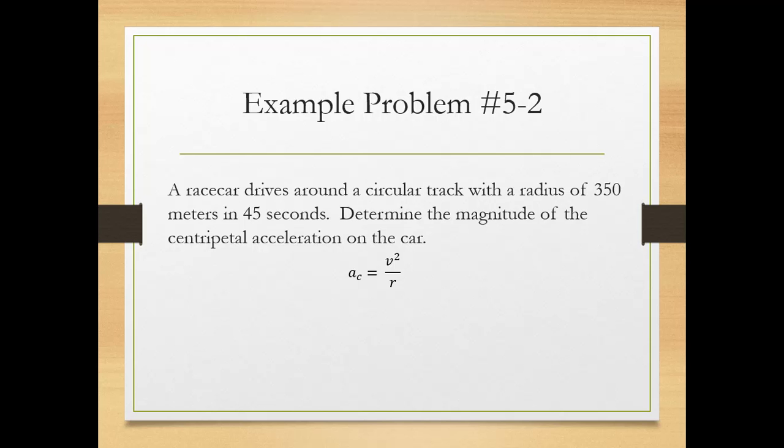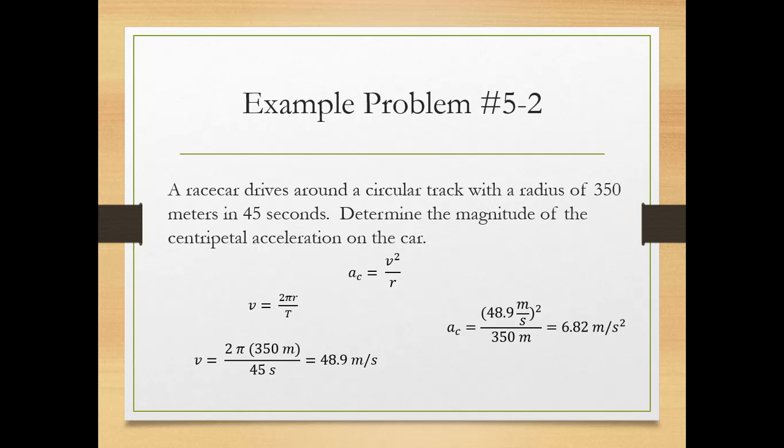It's going to be v squared over r. We know how to calculate v from before, that it's 2 pi r over period. And so we can actually figure out what v is. That's example problem 1 from the last lesson, 48.9 meters per second. We can plug it in and we get 6.082 meters per second squared, which really is actually a pretty normal and reasonable acceleration. This would be something a little bit less than the acceleration due to gravity.